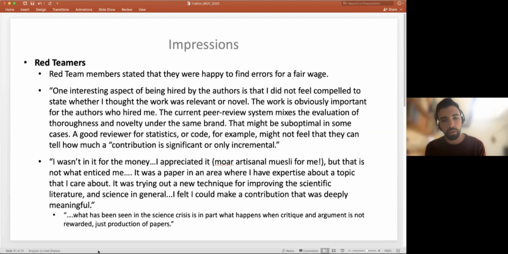And she also had a comment here about what has been seen in the science process being in part what happens when critique and argumentation are not rewarded, just the production of papers. So I think she's emphasizing the need for bigger rewards for people who do this type of work, and how the lack of them might be contributing to certain issues in science right now.